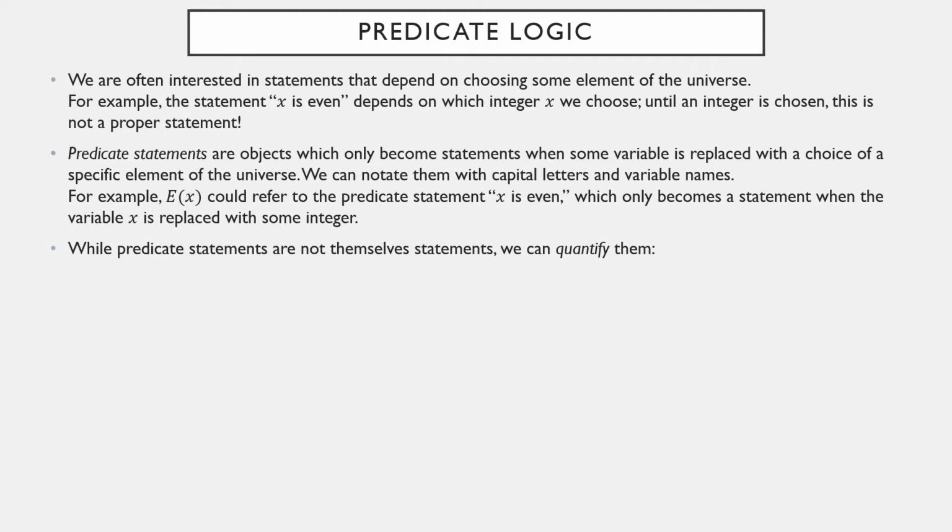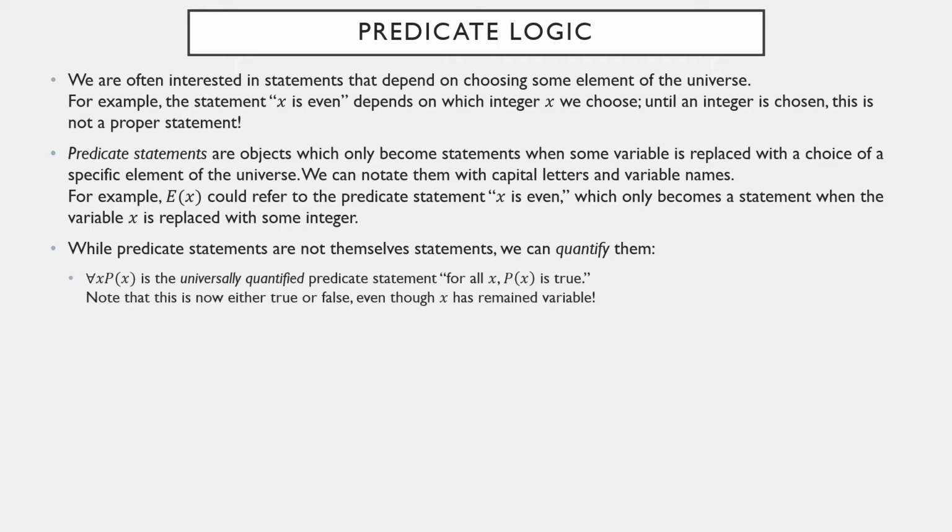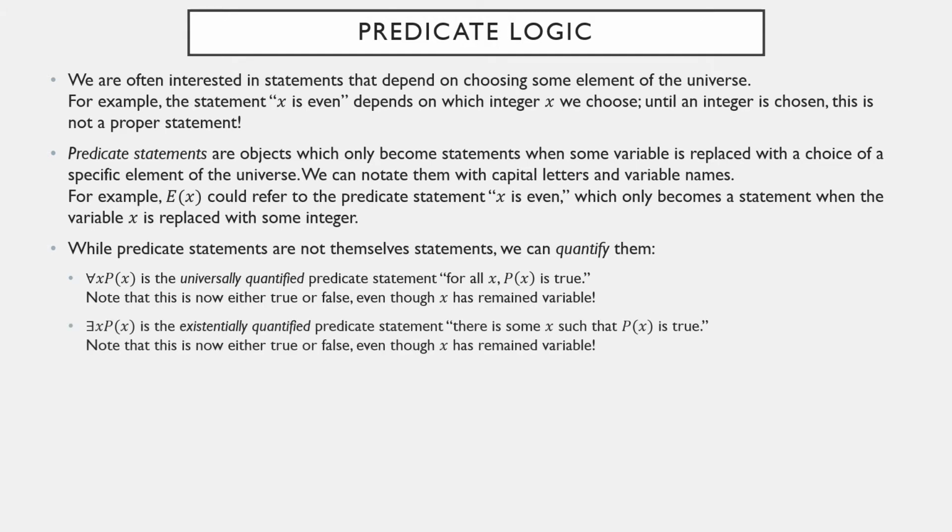But what we can do is we can quantify them. Okay? We can use this symbol here, this upside down capital A. This means for every choice of the variable x, the statement p of x is true. This is now either true or false without actually substituting a value for x. Either for every x, p of x is true, or that's not the case. We can also use this backwards capital E. There is some x for which p of x is true. And again, without choosing x, this on its whole is now either true or false. Either there is some x for which p of x is true, or there is not.